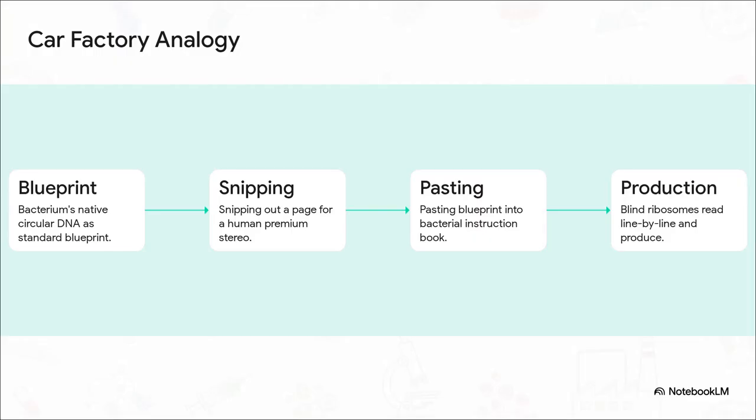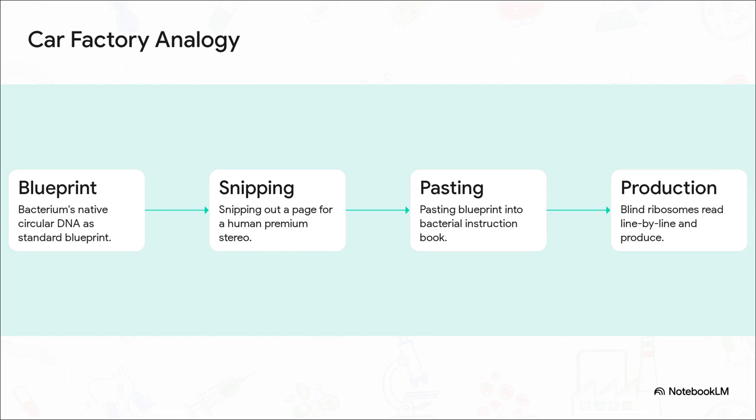Let's break this down with a classic car factory analogy because it makes the process super clear. Step 1, you have the standard blueprint. The bacterium's native circular DNA is like the factory's standard instruction manual for building, say, basic everyday sedans. Step 2 is the snipping. We cleanly cut out a page from a human manual. Let's pretend it's the exact blueprint for a premium stereo system, which in our case is human insulin. Step 3 is pasting. We insert that premium stereo blueprint directly into the bacterial instruction book.